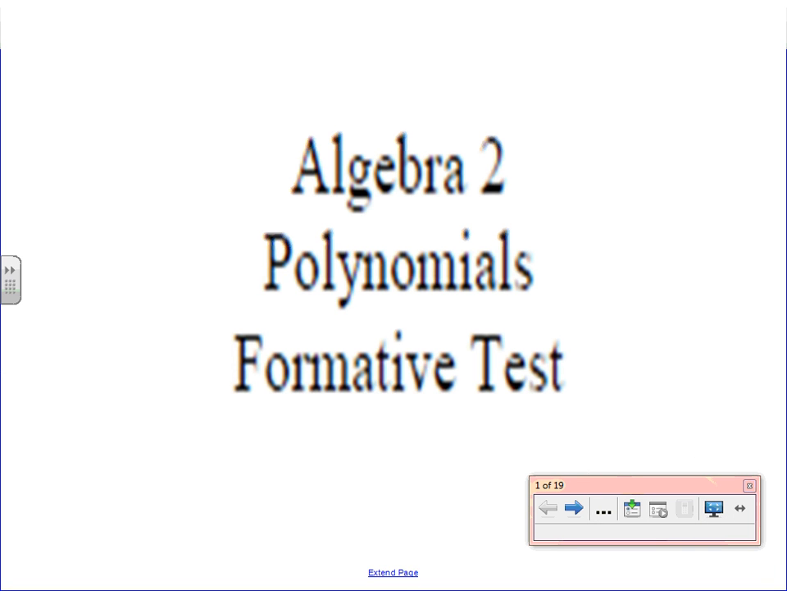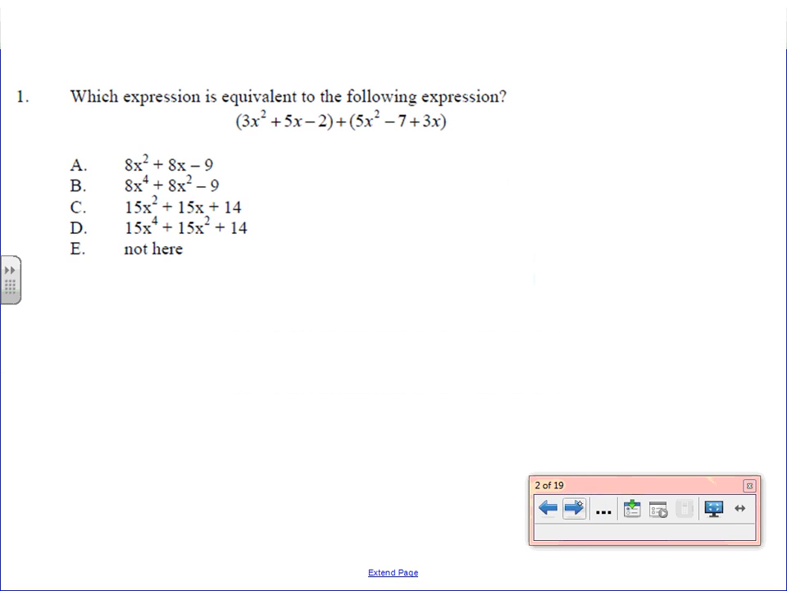All right, so here we go. Polynomial, this is the review for the test that we'll be having tomorrow. First one, they ask you which expression is equivalent to the following expression. All we're going to do is add the two polynomials together.